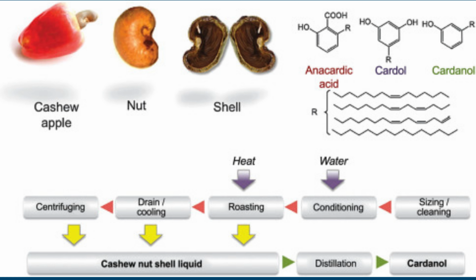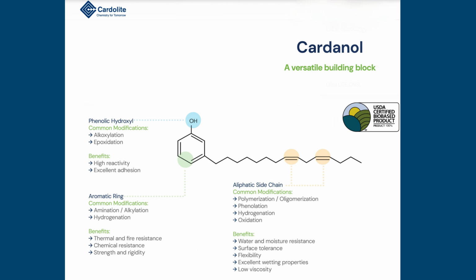Structurally, CNSL components possess a phenolic aromatic ring substituted with a C15 alkyl chain that may contain one or more unsaturations. Additionally, functional groups such as hydroxyl groups and, in the case of anacardic acid, a carboxylic acid group contribute to the chemical versatility of these molecules. The aromatic ring imparts rigidity and thermal stability, while the long aliphatic chain provides flexibility and hydrophobicity. This combination enables CNSL derivatives to function as both structural and performance-enhancing components in polymer systems.